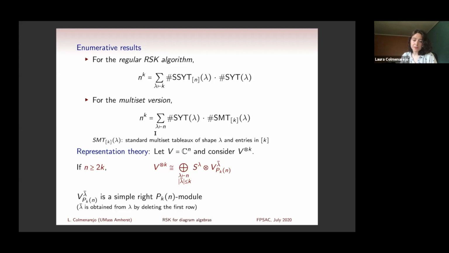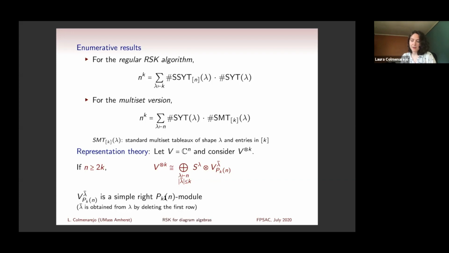And we can wonder if this formula resembles some representation theory result, and I can tell you that yes. Again, if we consider the vector space C^n, and we consider the k-th tensor power of it, then we need some extra condition, and that is that n has to be at least 2k. Then I can have a very nice decomposition of V tensor k as a sum of S^lambda, which is a simple S_n-module, acting on the left. And on the right, I'm going to have this simple right P_k(n)-module.